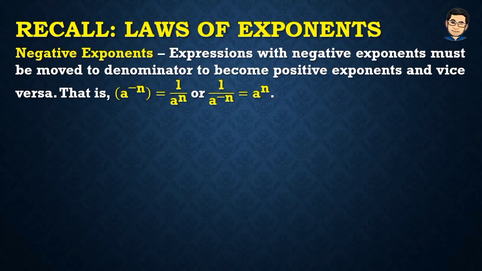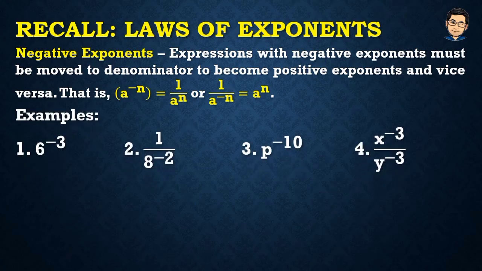So let's have examples. Ayan, 6 raised to negative 3. So ang gagawin lang natin, 1 all over 6 cubed. And then 6 cubed, so i-multiply natin yung 6 ng tatlong beses. So 6 times 6 times 6, that is 216. So our final answer is 1 over 216.